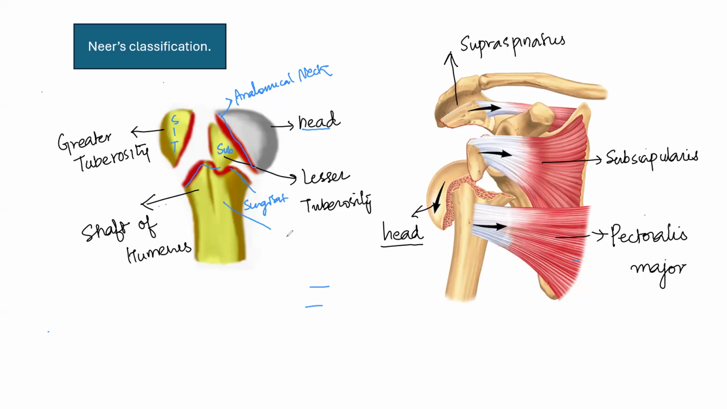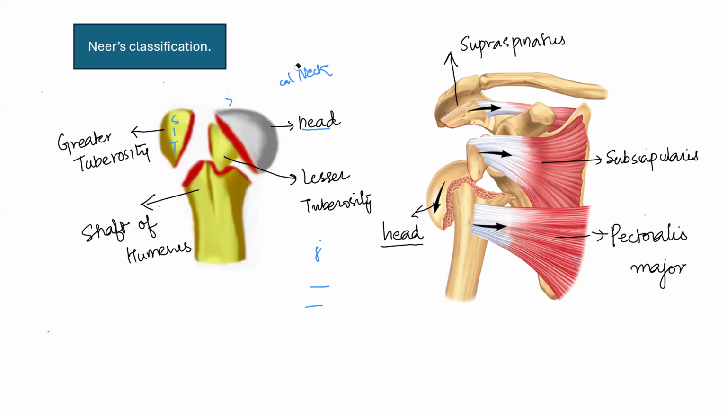And here you have an attachment anteriorly, that is pectoralis major. And here you have the deltoid attachment all the way from here. And just to recall, we have a nerve coming from the brachial plexus to this, that is your axillary nerve. So all these things you need to remember when you are studying proximal humerus fracture.